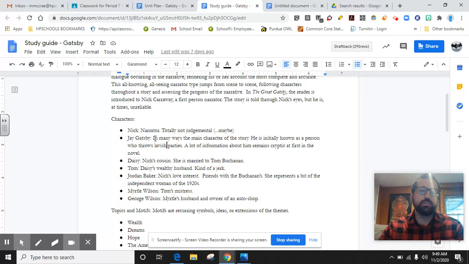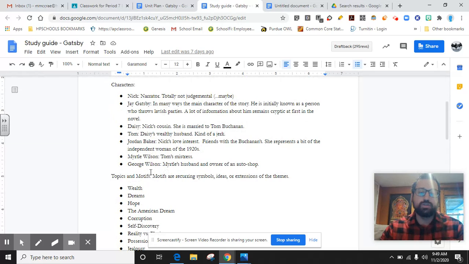Okay, so Gatsby is someone you don't meet until the 3rd chapter of the story. He throws a lot of crazy parties. People don't seem to know where he got his money from, where he came from. He's kind of mysterious in the first few chapters, and then we start learning more about him through Nick's eyes. Jordan Baker is a friend of Daisy. She becomes one of Nick's love interests. She seems to represent that flapper, the independent woman.